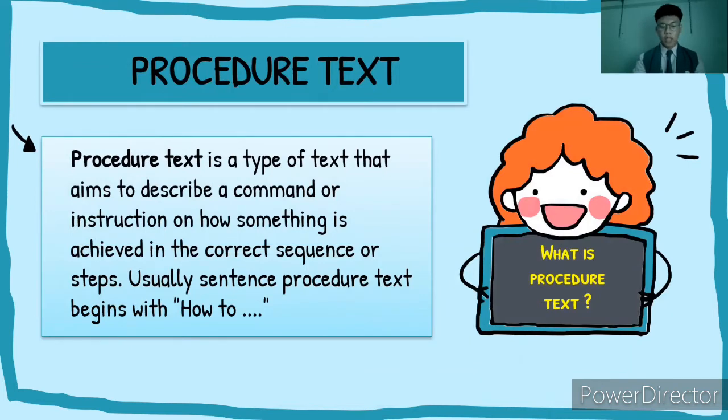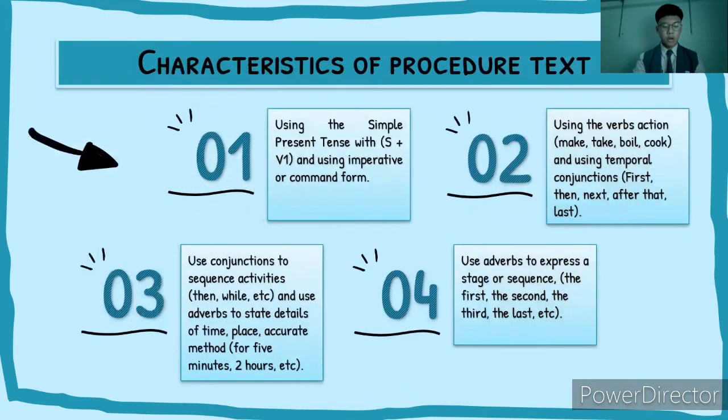Procedure text is a type of text that aims to describe a command or instruction on how something is achieved in the correct sequence or steps. Usually, procedure text begins with how to. On the next slide, procedure text has some characteristics.